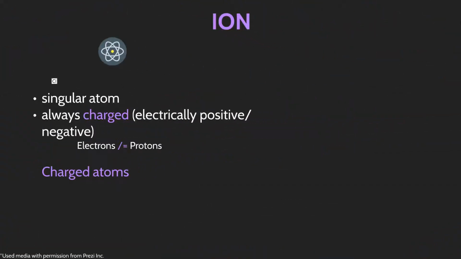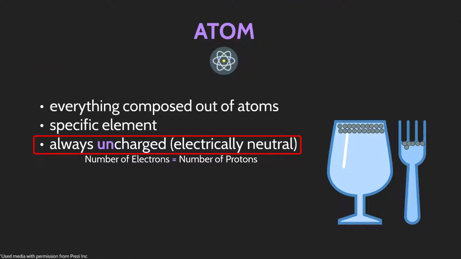An ion is also something like a small ball which can't be seen. And if we have a singular atomic ion, then we can also say it belongs to a specific element. Comparing a singular atomic ion and an atom, there has to be a difference. And there is. Atoms are always uncharged.